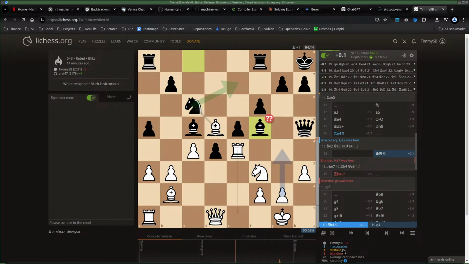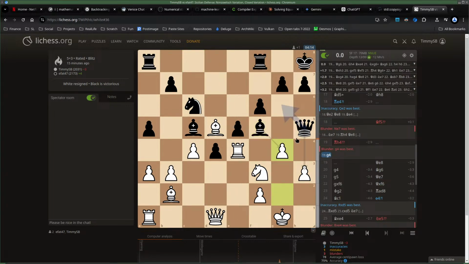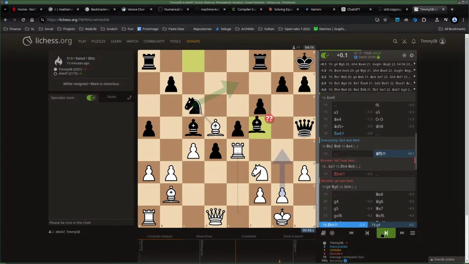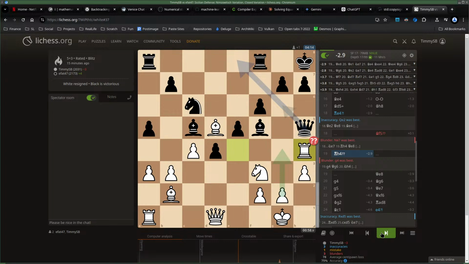Oh, I could have given a fork here. You gotta be kidding me, I didn't see that. I could go there, pinning it. Do this, it goes there. Oh, but then I have this. Yeah, brilliant. That would have been a very good move. Now it's equal again. Did not see the fork.